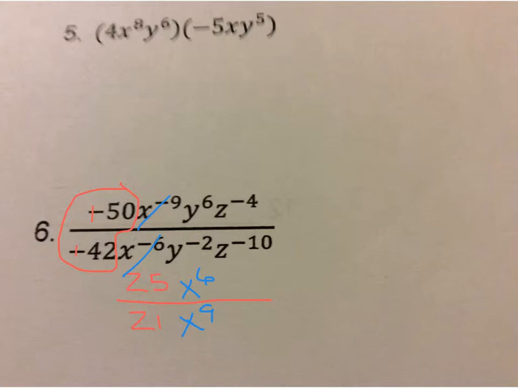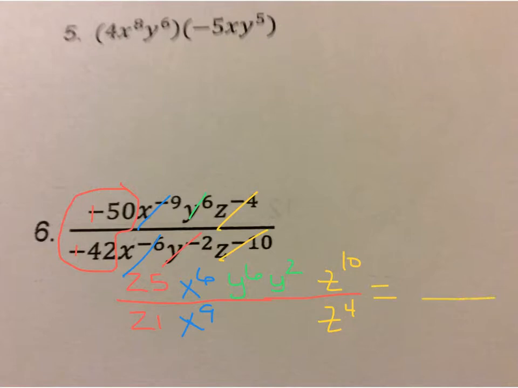Let's talk about the y's now. Y to the 6 is going to stay where it's at. Y to the negative 7 is on the bottom, so to make it positive it has to come to the top. And then if we look at our z's, and again I'm going to mark things out, z to the negative 4th is going to go to the bottom, and z to the negative 10th is going to go to the top. Okay, so if you notice, I've used everything, I've moved everything, now it's time to play the game.